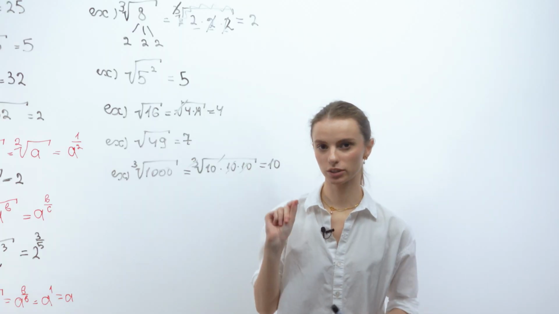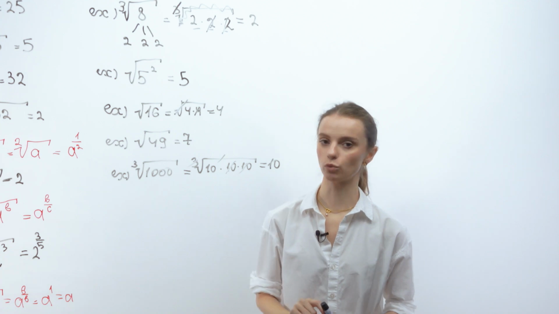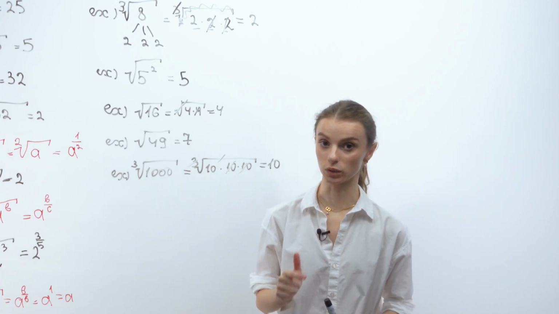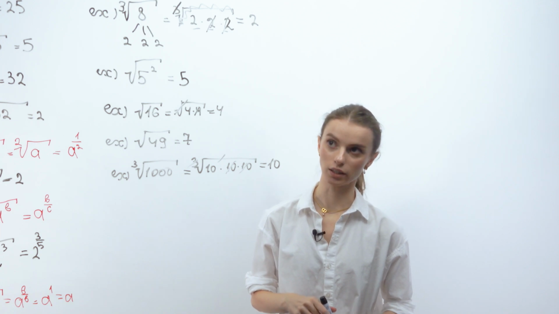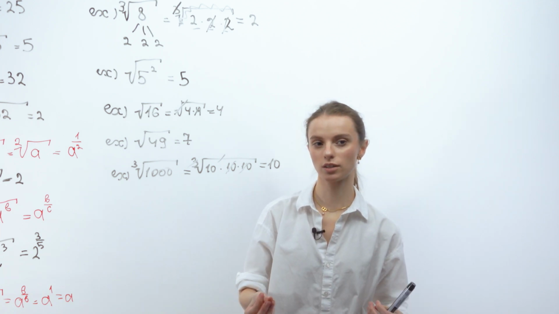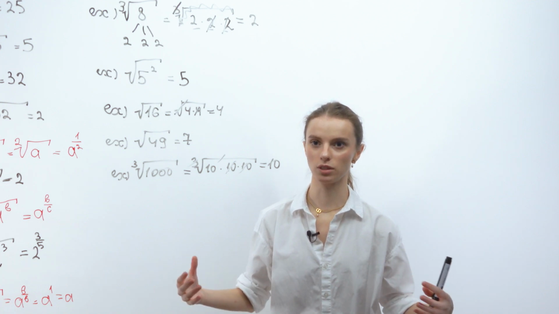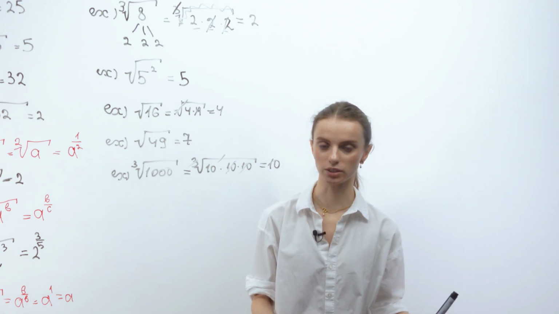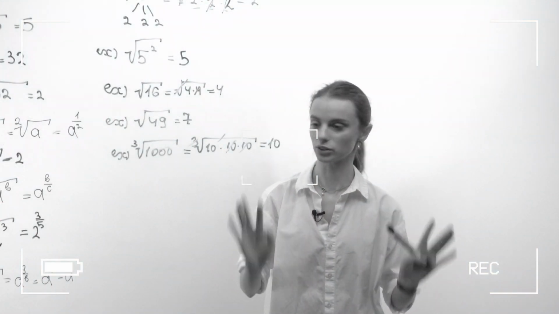But look, if you were to take square root of 1000, that is not going to be 10, because 10 times 10 is 100. So you cannot take, I guess you can take a square root of 1000, but that is not going to be a whole number. This is where we start to learn irrational numbers. Do not worry about that for now. I'm just talking too much.